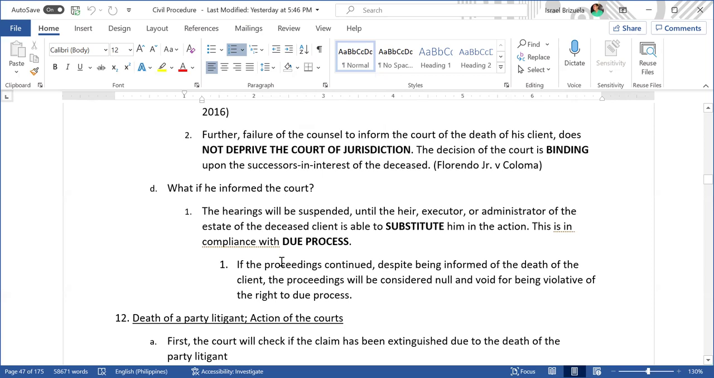What if he informed the court? The hearing will be suspended until the heir, executor, or administrator of the estate of the deceased client is able to substitute him in the action. This is in compliance with due process. If the proceeding continued despite being informed of the death of the client, the proceedings will be considered null and void for being violative of the right to due process.